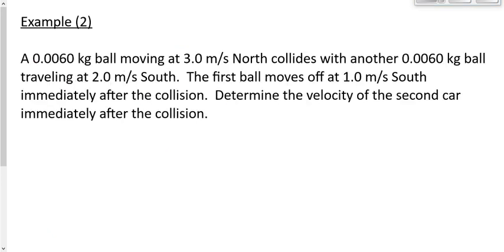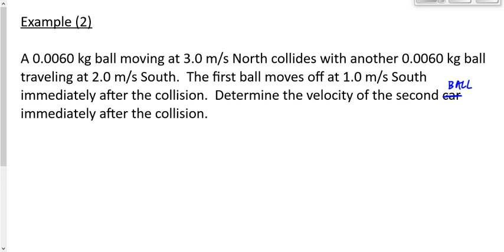All right, let's take a look at example 2 now, and then we'll wrap it up. It says a 0.006 kilogram ball moving at 3 collides with another 0.006 kilogram ball traveling 2 to the south. First ball moves off to the south. What's the velocity of the second ball immediately after the collision? It's an isolated system, immediately before, immediately after.